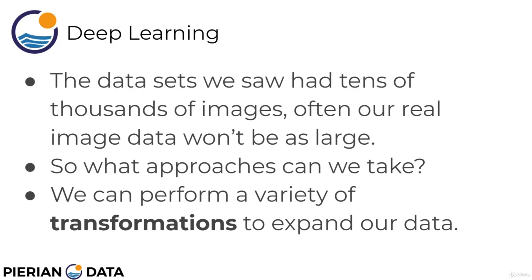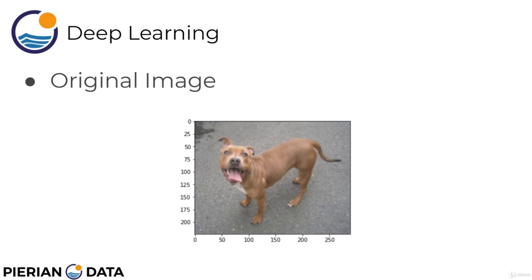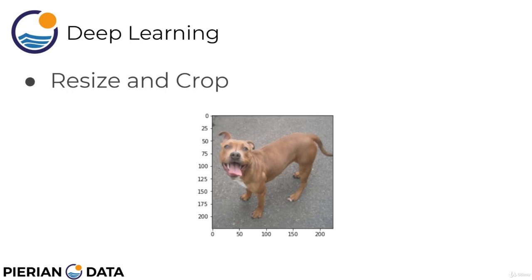So what approaches can we take to try to expand our datasets that don't involve us having to go collect more new images? What we can do is perform a variety of transformations to expand our data in a clever way. So let's imagine we have this original image of a dog, and maybe we have 1,000 of these images, but we want to increase the actual number of data points we have, so the number of images. Instead of having to go out and take another 1,000 photos of dogs, what we can do is a bunch of transformations on this. So something we can do is resize and crop the image.